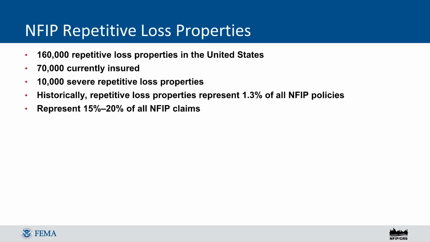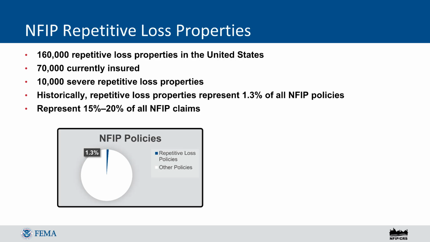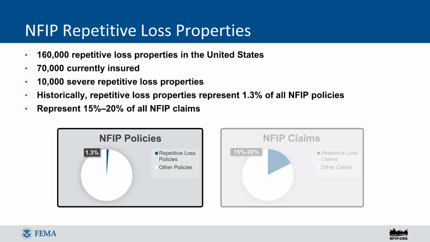Under the National Flood Insurance Program, there are currently approximately 160,000 repetitive loss properties. Approximately 70,000 of those properties are currently insured. There are about 10,000 insured severe repetitive loss properties. Historically, repetitive loss properties represent 1.3% of all NFIP policies. 1.3% may sound low, but repetitive loss properties represent between 15 and 20% of all NFIP claims.